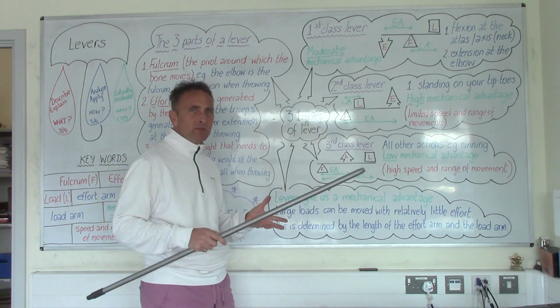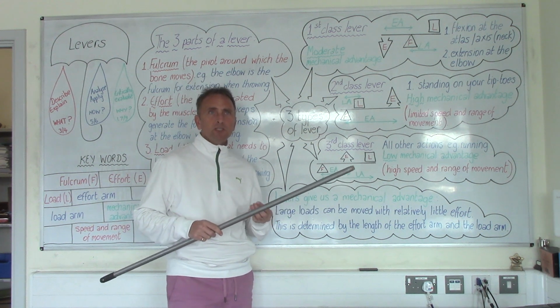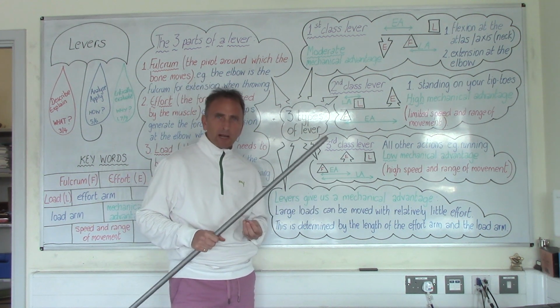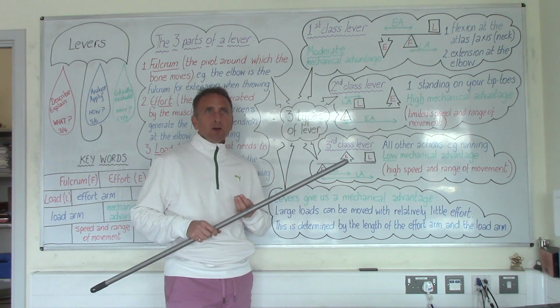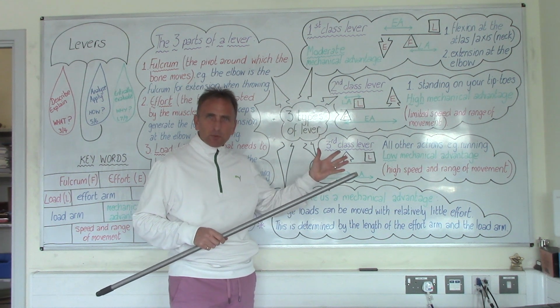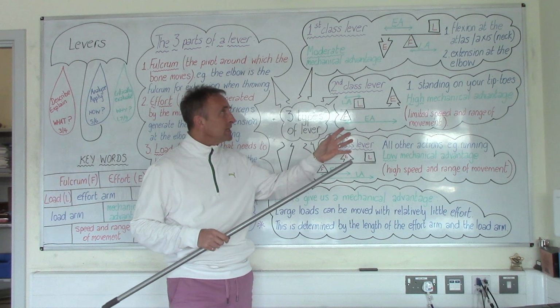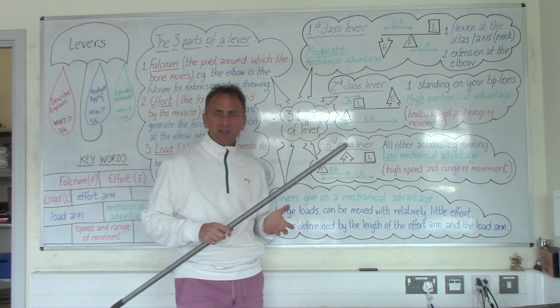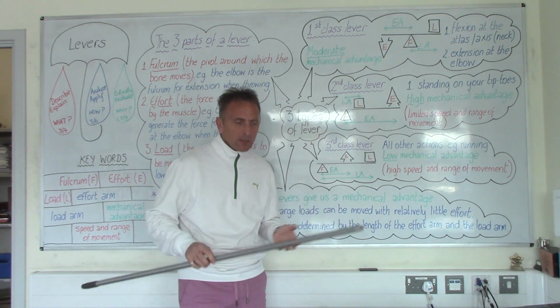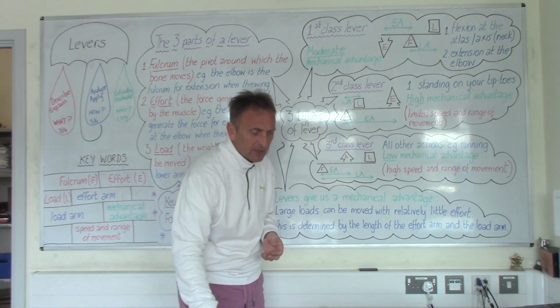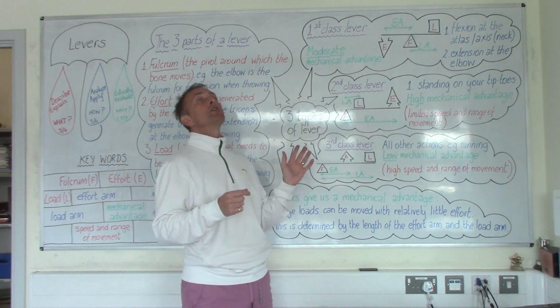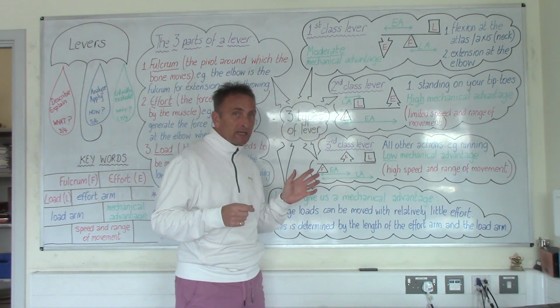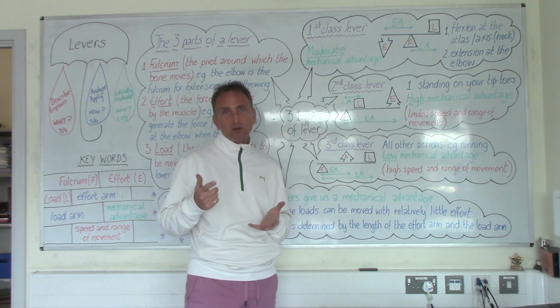How are you going to remember these things for your exam? Well, the sporting examples, remember to apply. I'm going to give you a sporting example now in relation to each order lever. So let's go to first order lever. There's two types of first order levers that you're going to be asked about in your exam. The first one is flexion at your atlas and axis, or your neck, when you're heading a football. It's a great example of a first order lever.